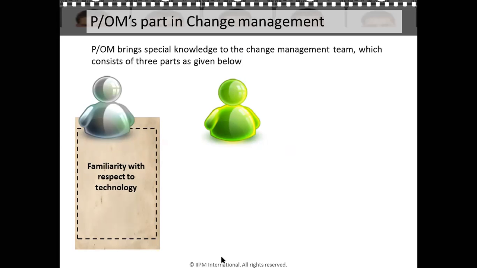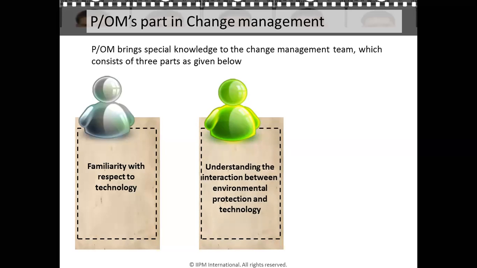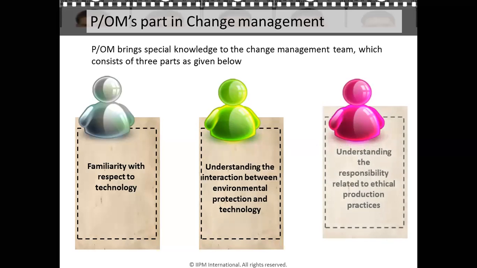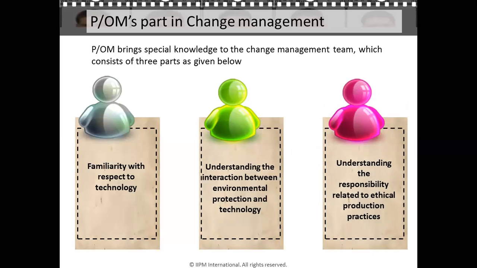Production and operations management brings special knowledge to the change management team, which consists of three parts as given below. We have familiarity with respect to technology, understanding the interaction between environmental protection and technology, then understanding the responsibility related to ethical production practices.